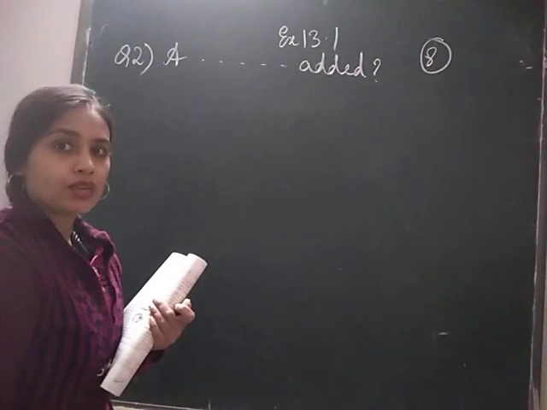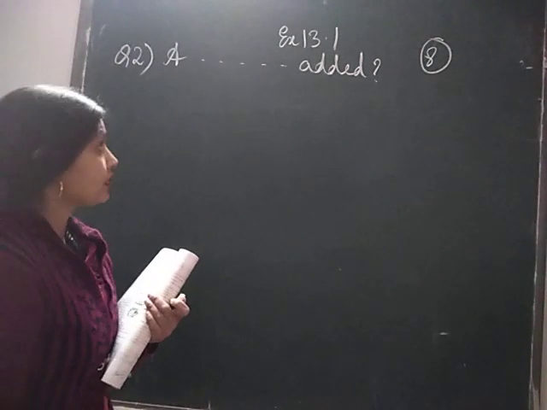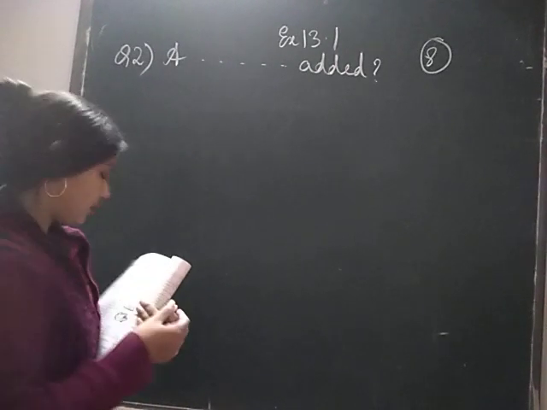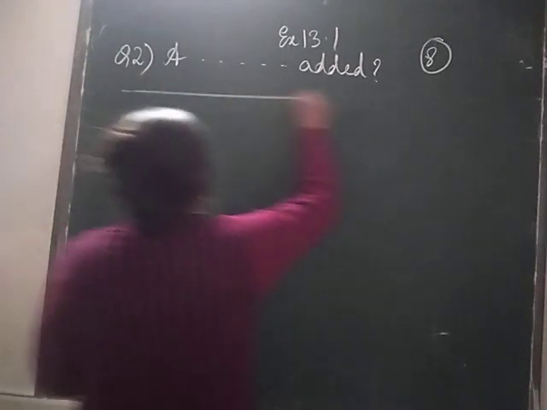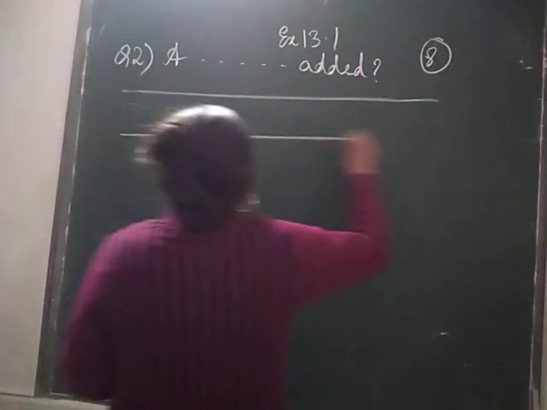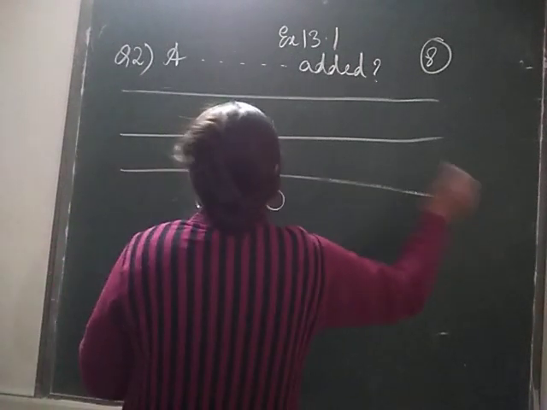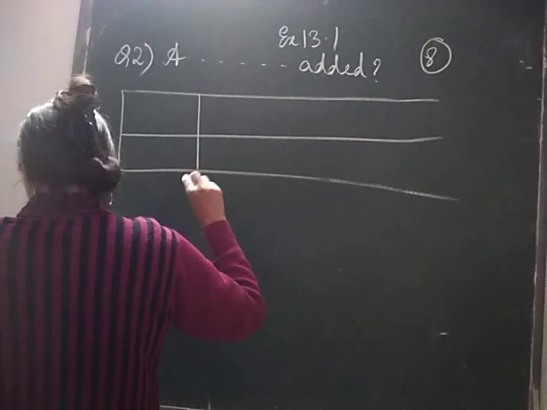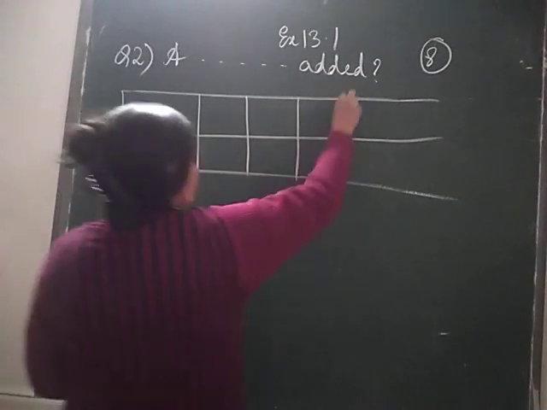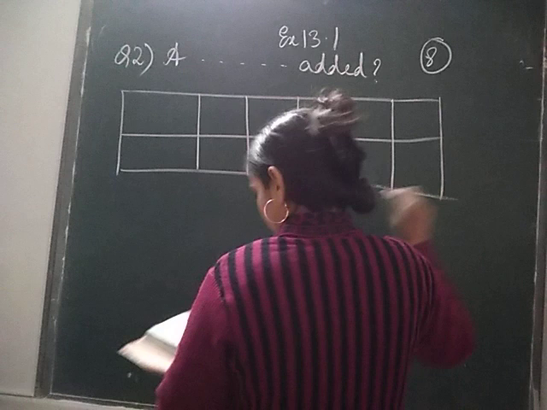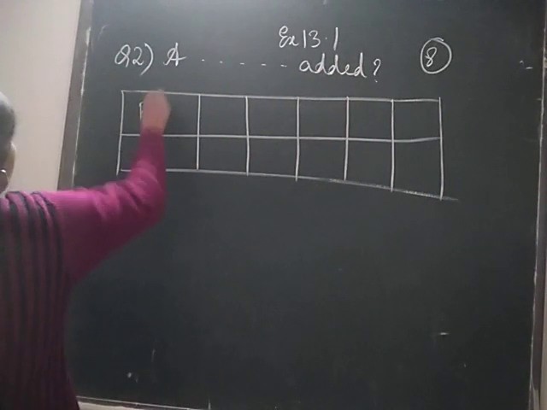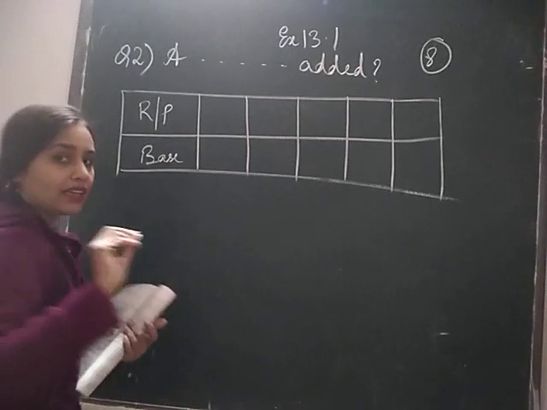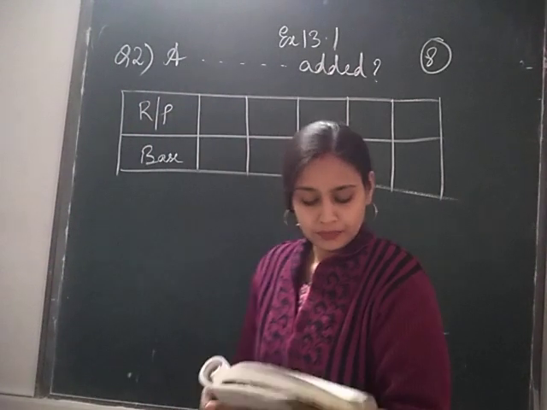Children, today we have to start with question number 2 of exercise 13.1. As you can see, it's a table. We have to complete the table. So let's make the table. Here's the table. This is the red pigment and this is the base. So what is the red pigment and what is the base? Let's read about it.